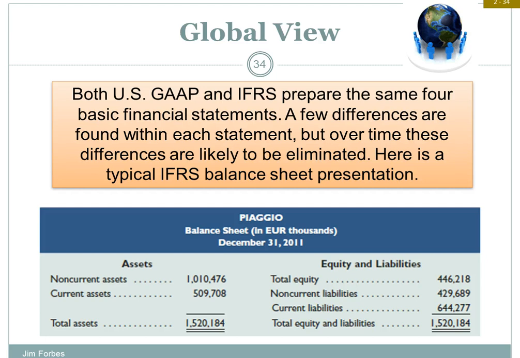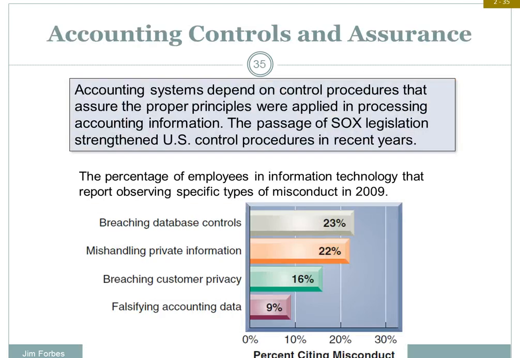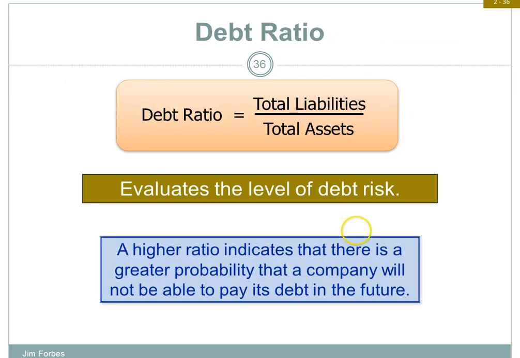That's it for this chapter. Oh, one last point. We're going to begin to introduce a variety of ratios. Ratios is what chapter 17 is about for financial analysis, but as we go through each section, we're going to introduce at least a few ratios, starting with the debt ratio.